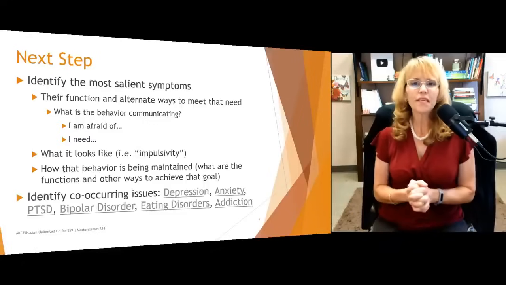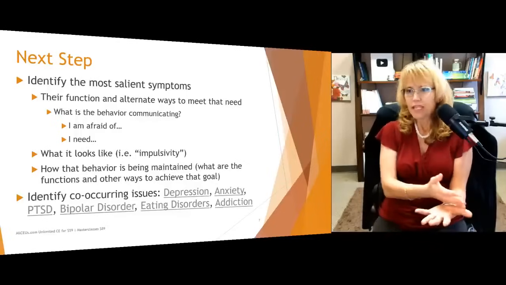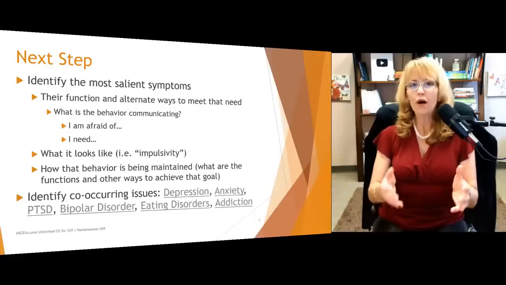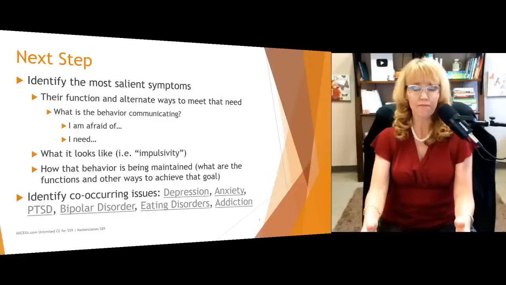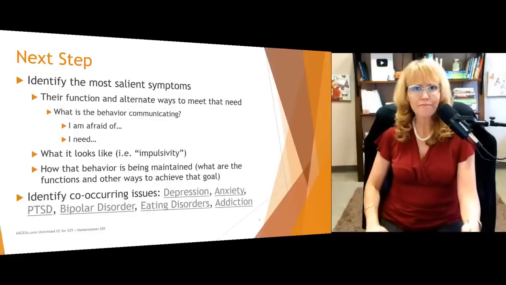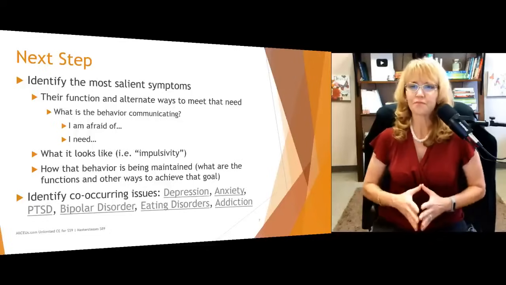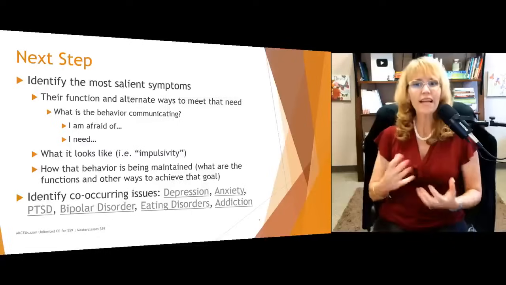Next, work with them to identify the most salient symptoms for them. There can be a lot of symptoms that a person with BPD has. What are the 3 that are most problematic for them at this time? It doesn't mean we won't get to the others. But what are the 2 or 3 that they want to work on first? What is the function of that behavior? Or why does it happen?